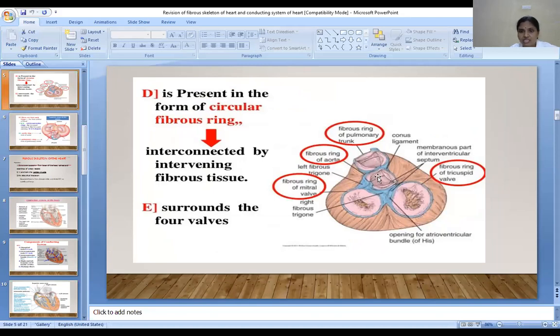Now you see, this is the aorta. Between the aorta and the tricuspid valve, there is some sort of triangular fibrous tissue. So what is this? The right fibrous trigone. And the fibrous tissue connecting the aorta with the bicuspid valve, condensed between these two orifices, is the left fibrous trigone.